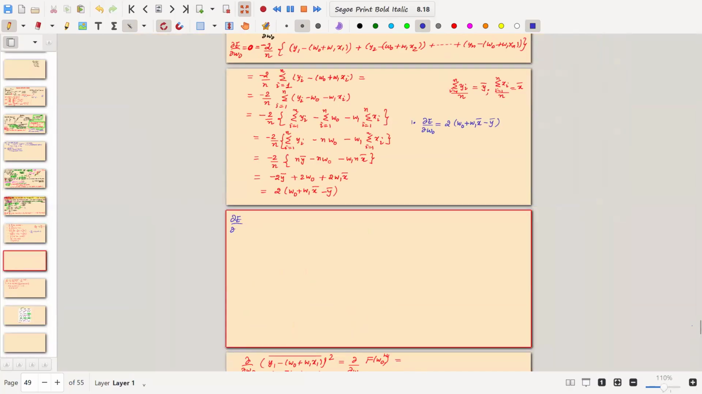Dou E by dou w1 equal to 0 is nothing but almost the same thing. Can we solve it? Can you try to solve? I will pause for a while.